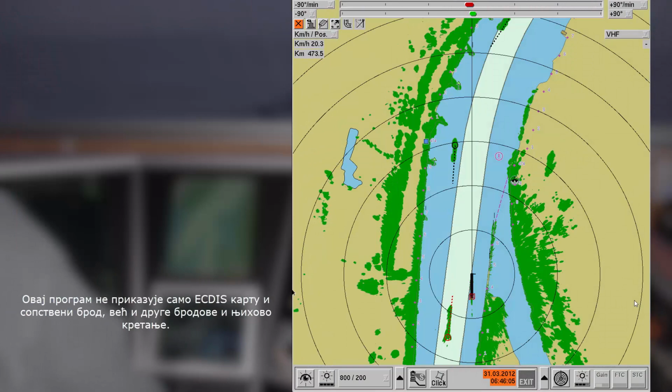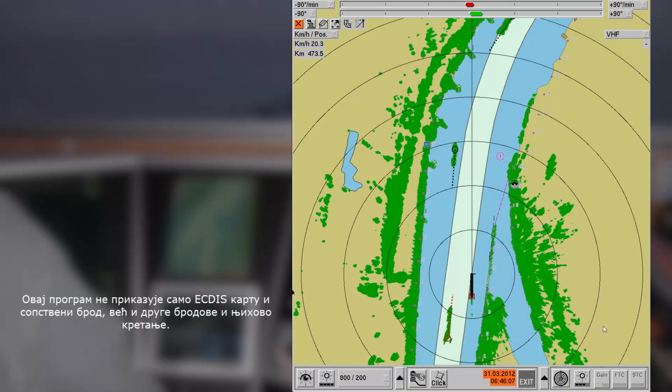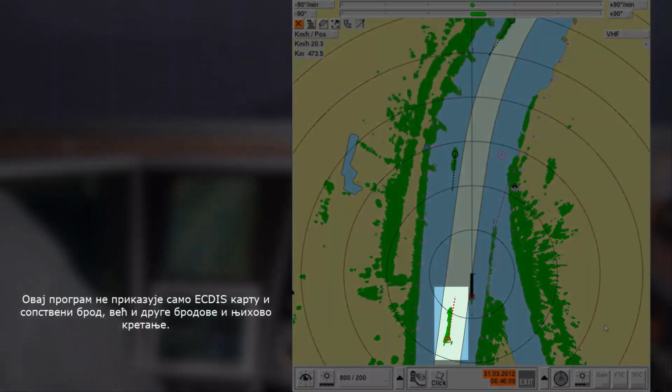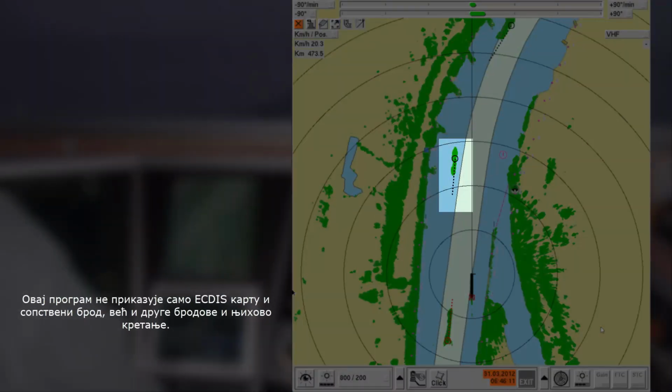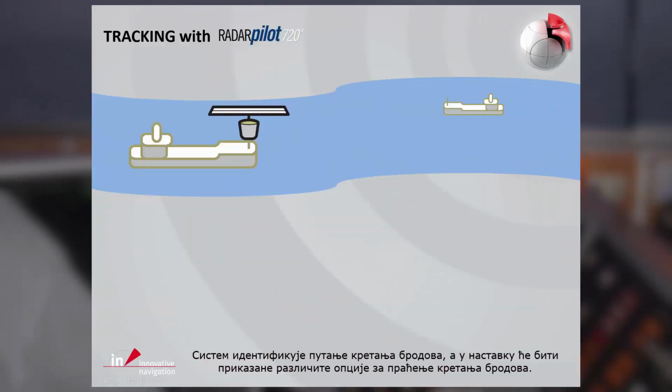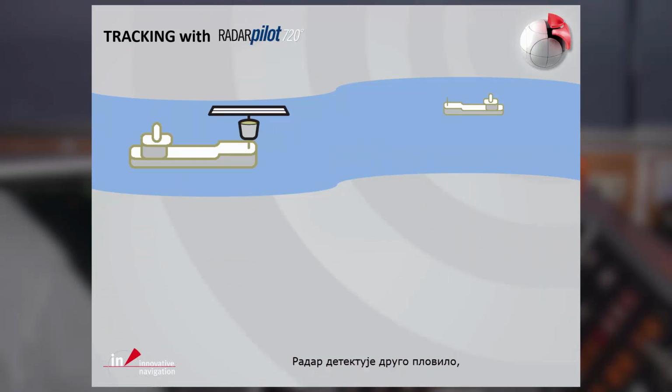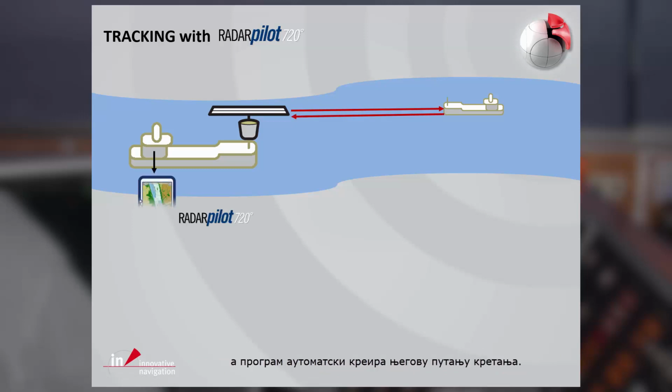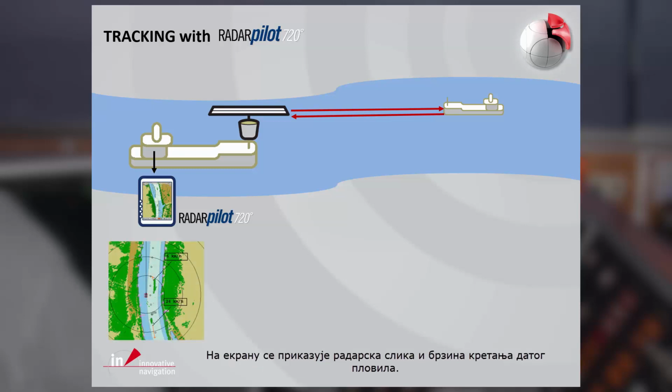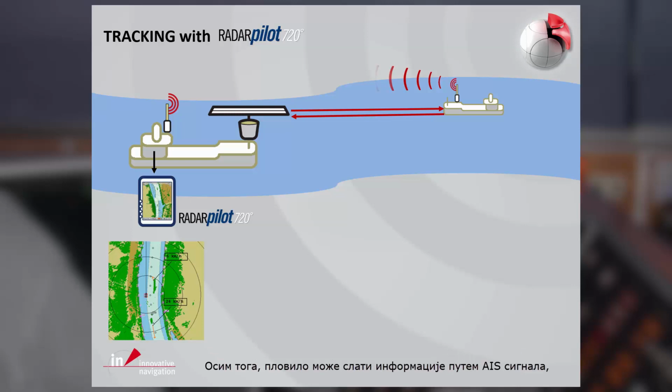The navigation system displays the ECDIS chart and the own ship, but also other ships and their movement. The system identifies these ships as tracks, and in the following the different possibilities of track display are explained. The radar detects the other vessel, and the navigation system creates a track. Radar echo, heading and velocity of this track are shown on the navigation display.